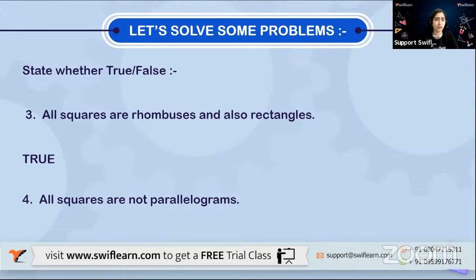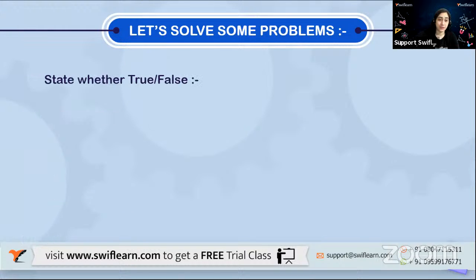Moving on to the fourth one, it says all squares are not parallelograms. All the squares we are studying are not parallelograms. Is it true or false? Let's see. All squares are not parallelograms. True or false? Yes. So the answer is false. All the squares are parallelograms.